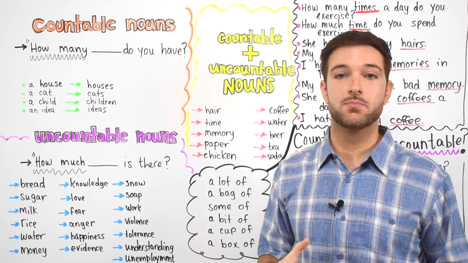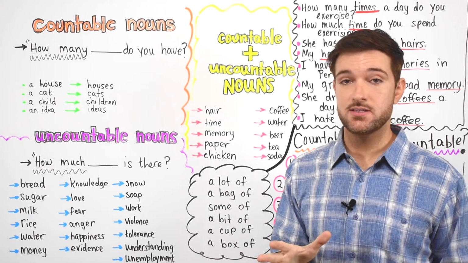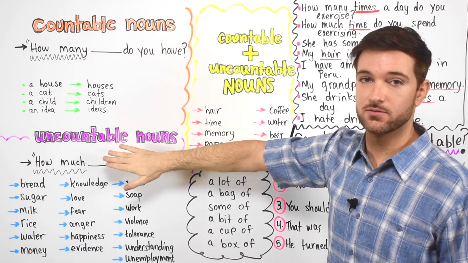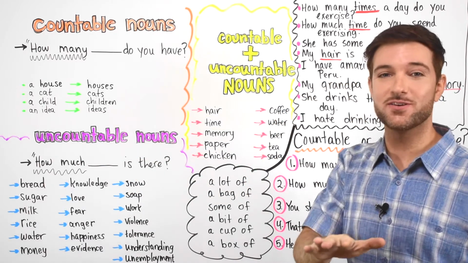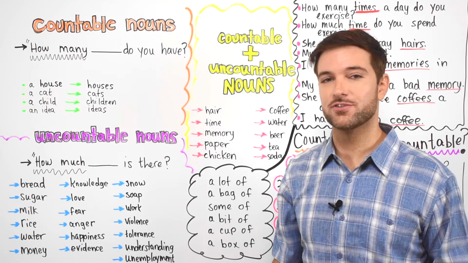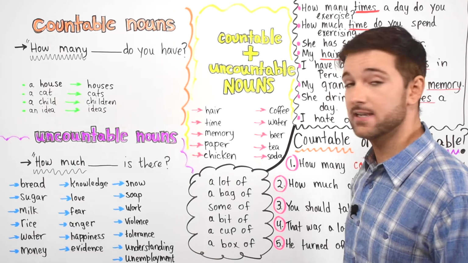All right, so now that we have a better idea of what countable and uncountable nouns are, let's learn about nouns that are both countable and uncountable. Yes, indeed, there are many words that are considered countable and uncountable. Some words are both, and you have to memorize those. But don't worry, it's not that hard to learn, and they're actually not that hard to distinguish. So let's look at some of them, and then we'll use some of them in examples too.